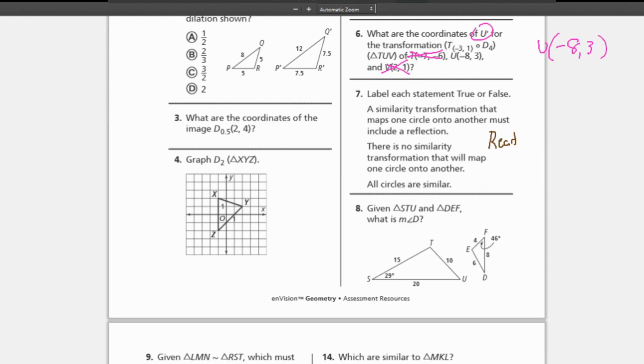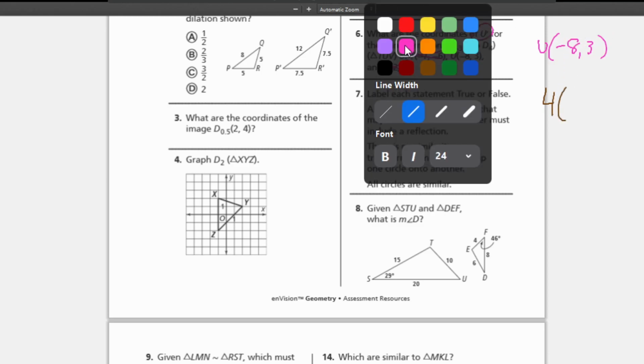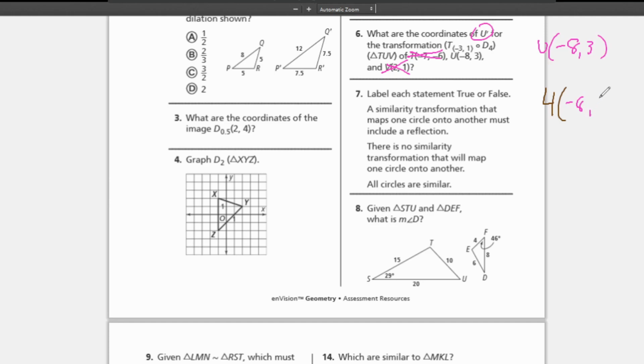Just remember, you always do your first transformation based on what's on the right hand side, and that's that. So I'm going to rewrite this as 4 times this. And if I distribute that in, I'm going to get (-32, 12), right? 8, 16, 24, 32, and 4, 8, 12.